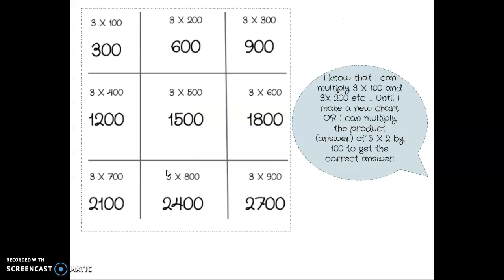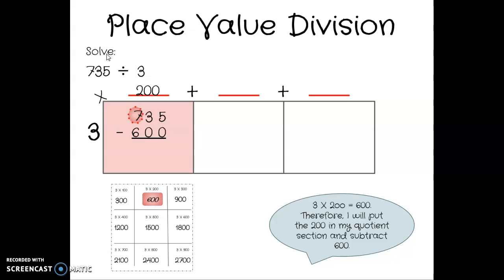I know that I can multiply 3 times 100 and 3 times 200, etc. until I make a new chart, or I can multiply the products, like the answer of 3 times 2, by 100 to get the correct answer. So what that means is I multiplied 3 times 100 to get 300, 3 times 200 to make 600, 3 times 300 to make 900, or I could have done 3 times 1 times 100 to get 300. 3 times 200 equals 600. Therefore, I will put the 2 in my quotient section and subtract 600.